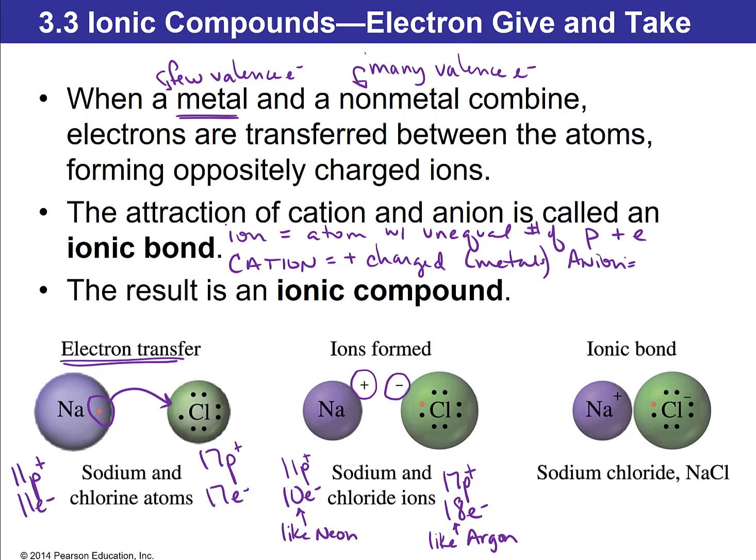If they become negatively charged, like the chlorine does, that is an anion, and that's what you see the nonmetals do. So metals lose electrons, nonmetals gain electrons when they form an ionic compound. And what do you know about oppositely charged things? They attract, right? Like charges repel, but opposite charges attract, and that's what holds them together. The ionic bond is the attraction of these oppositely charged particles, and that's what forms the ionic compound.